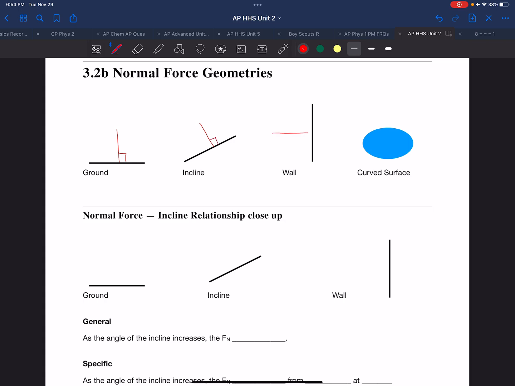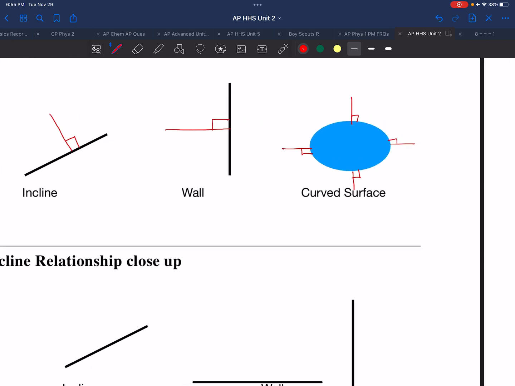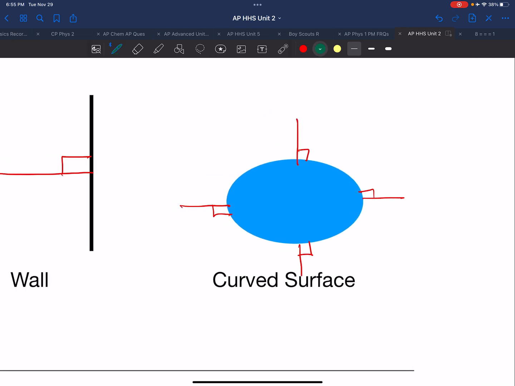And a wall, that would be the orientation of the normal line. On a curved surface, it's very easy to see what it would be there, and there. In other places, we may find it instructive to draw a tangent at the location. And the normal then would be perpendicular to that tangent.